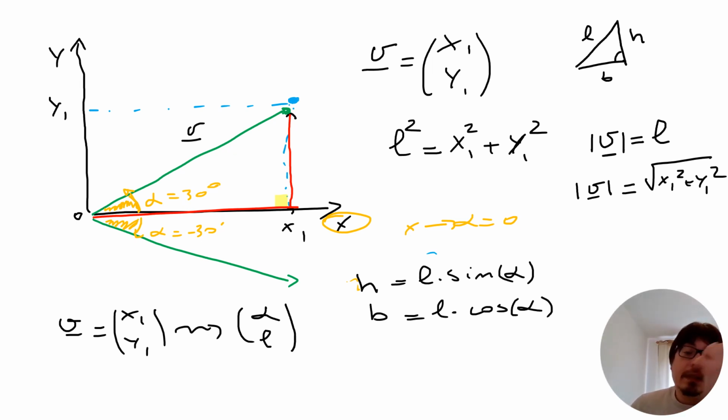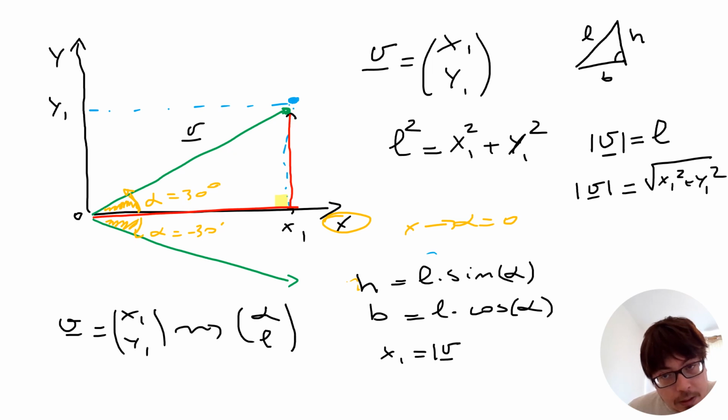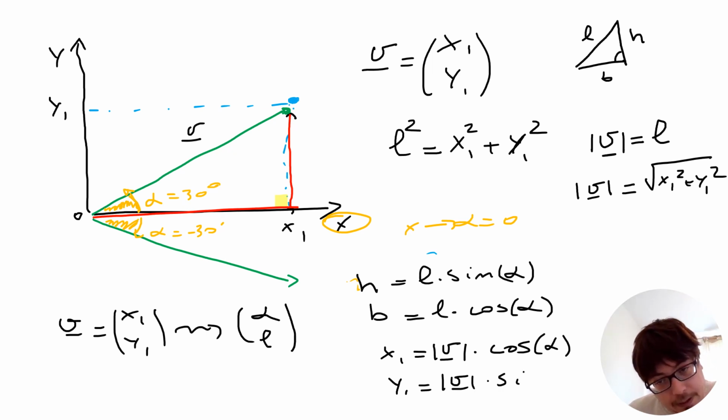Okay, now in our settings, h is replaced by x1, L is replaced by the modulus of L, and then we put, actually no, x1 is cosine, was correct, cosine alpha, and y1, which is the height of the triangle, is times sinus alpha.